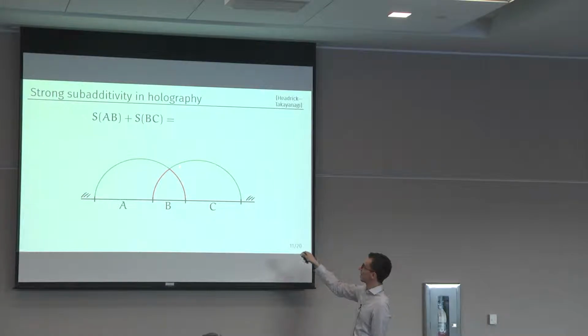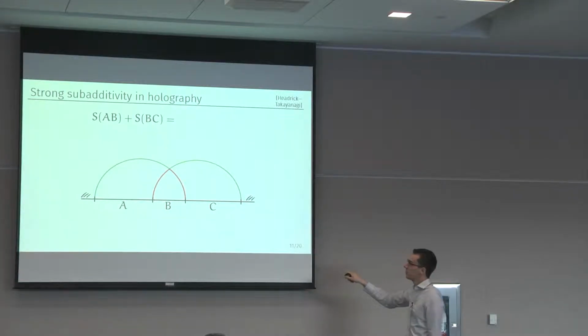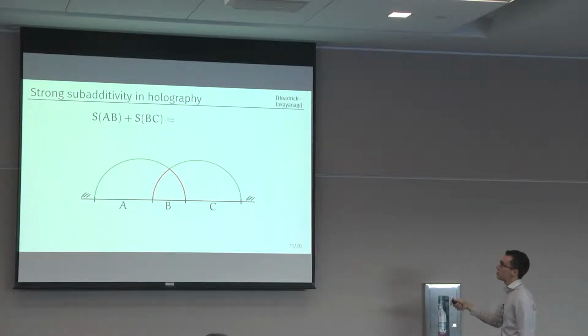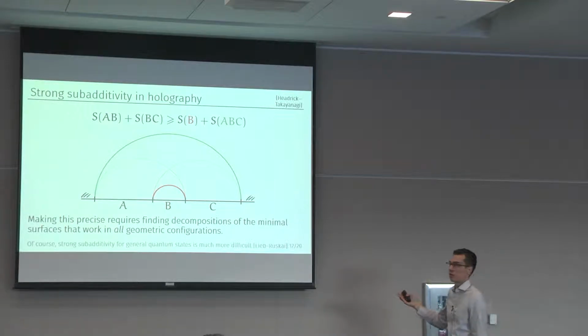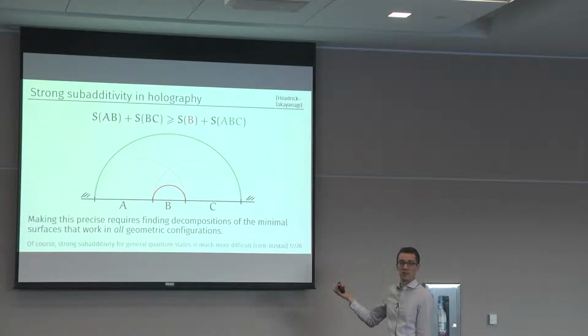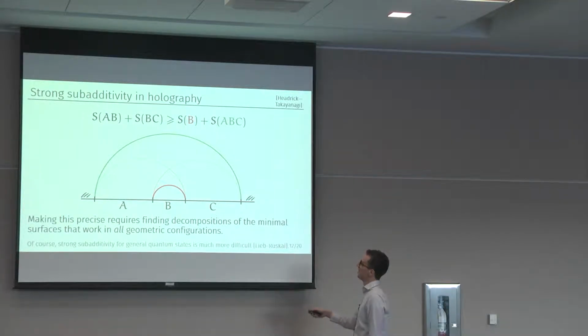Whereas this green, sort of piecewise continuous arc, bounds this joint system ABC. Again, it's not a minimal curve. So in general, what we will get now is a lower bound, right? So what we now just proved is the strong subadditivity entropy inequality. Because the minimal curve will be something like that. The minimal curve there will be something like that.